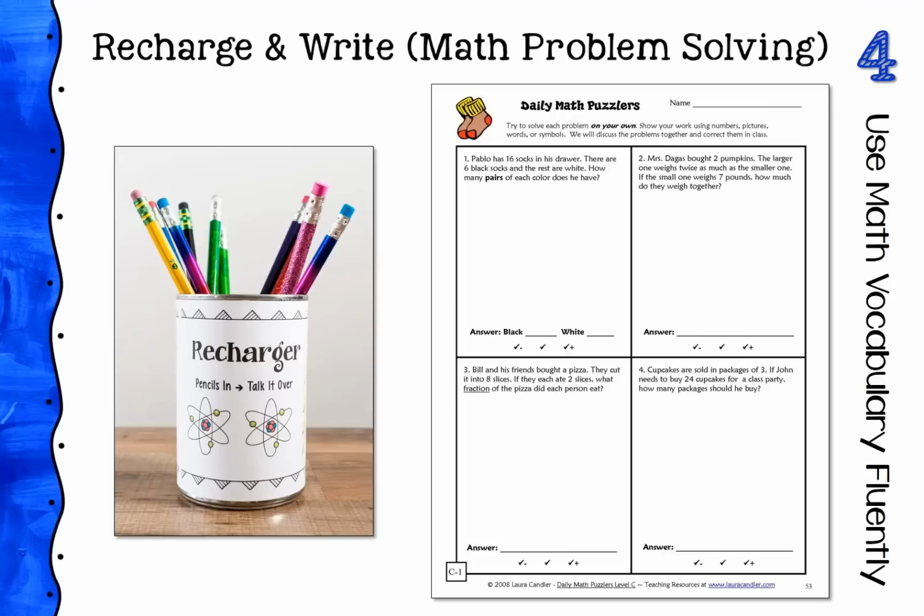But then after they talk over the problem, team member number 1 would read this first problem. Pablo has 16 socks in his drawer. There are 6 black socks and the rest are white. How many pairs of each color does he have? Each student would have their own copy of this worksheet.